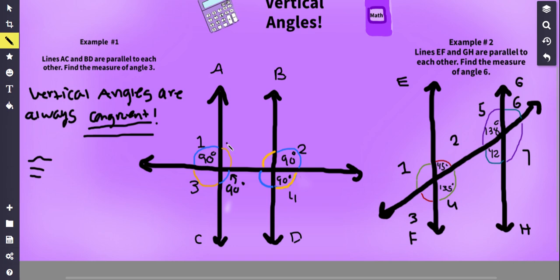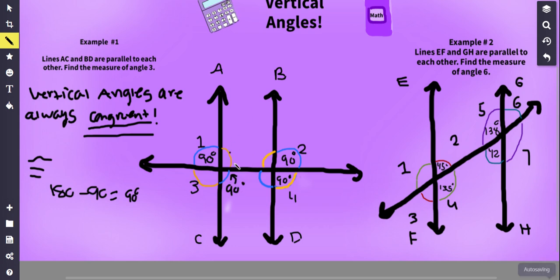And same with these opposite yellow angles as well. So these two opposite yellow angles will equal the same measure, and it wants us to find the measure of angle 3. So to find the measure of angle 3, we need to find the measure that adds together with 90 degrees to get 180. So we're going to take 180 minus this blue angle right here, 90 degrees, and that equals 90 degrees.